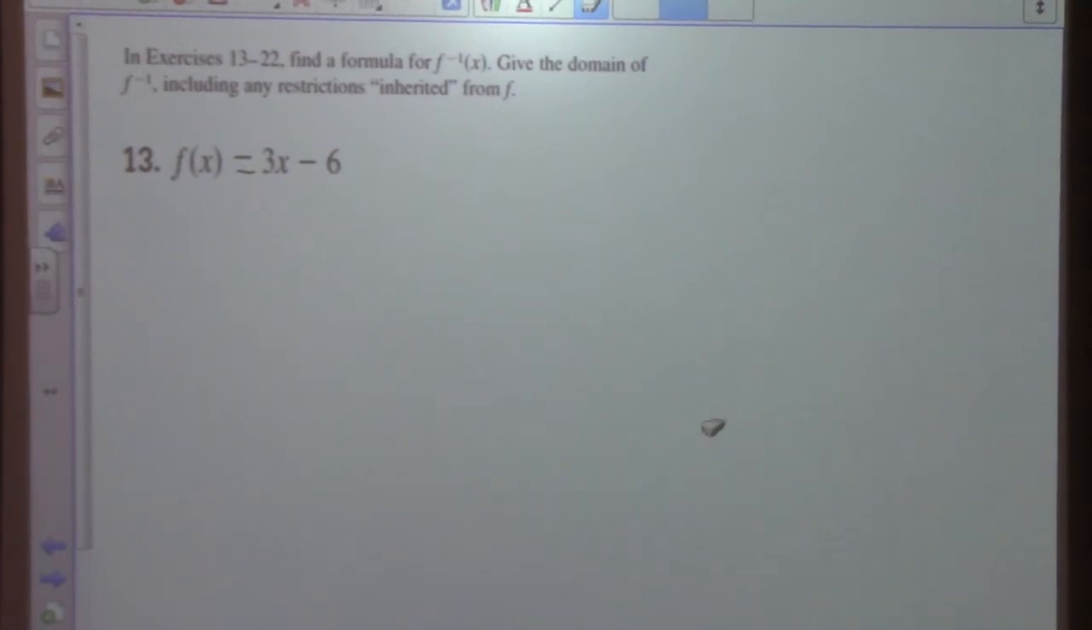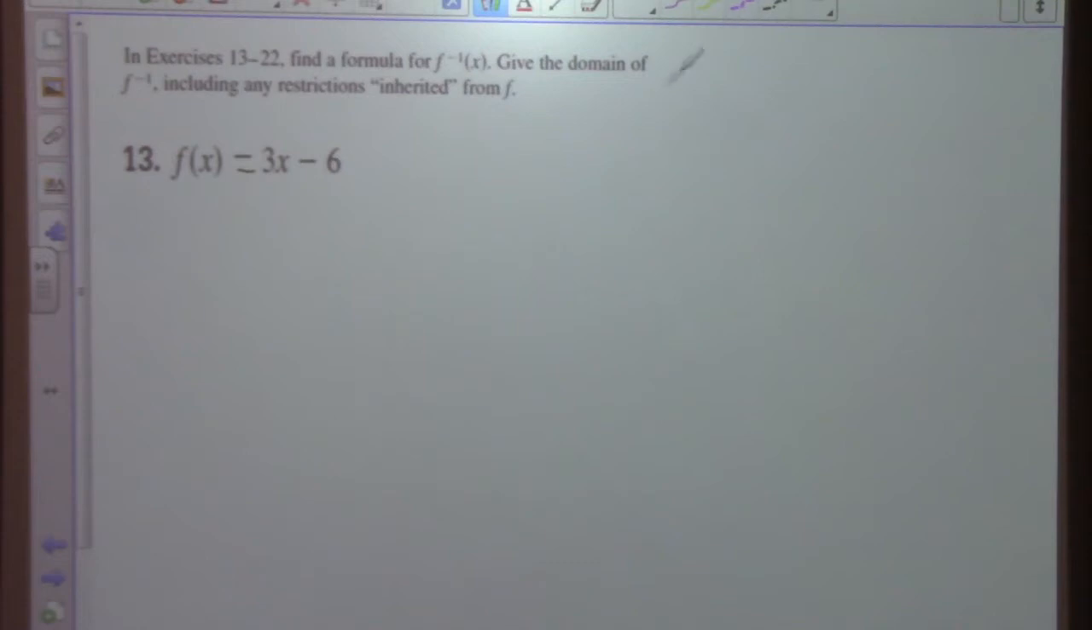Okay, so we have exercises 13 through 22. Find a formula for f negative 1 of x, and that f negative 1 of x is called the inverse function notation. Great job, Hannah. Give the domain of f negative 1, including any restrictions inherited from f. And so, do you remember the 4 steps for solving?